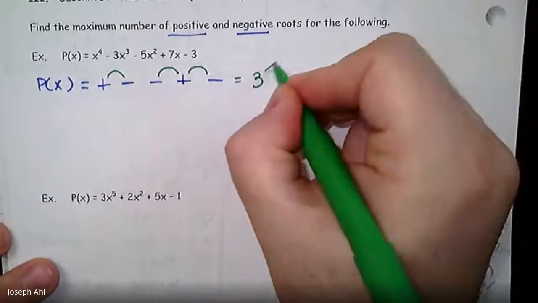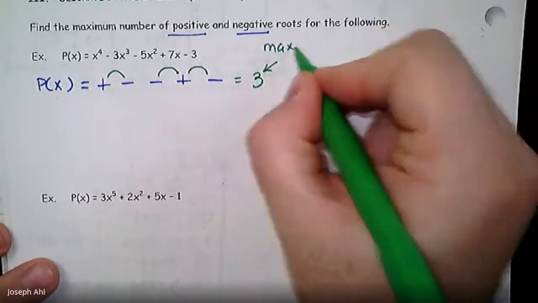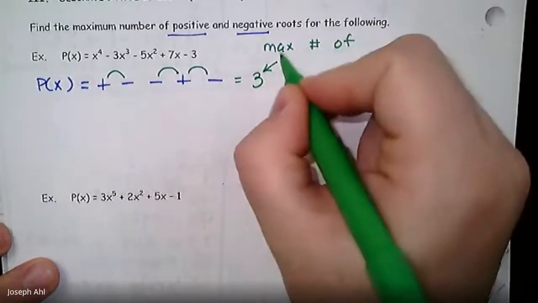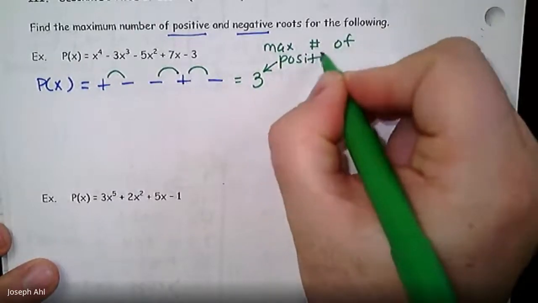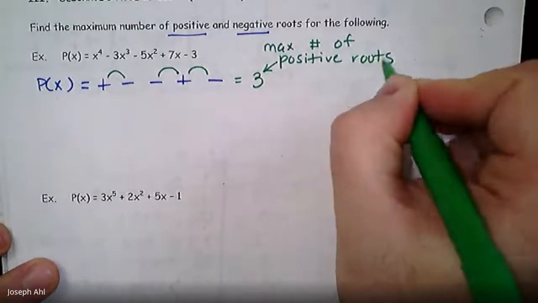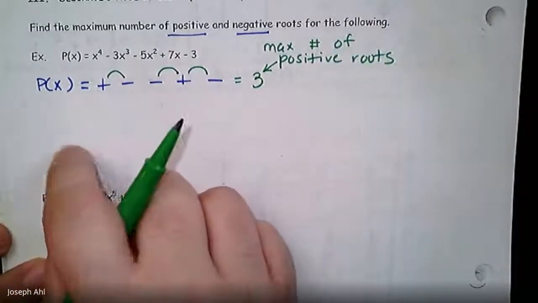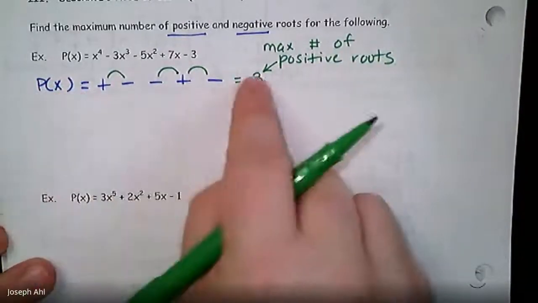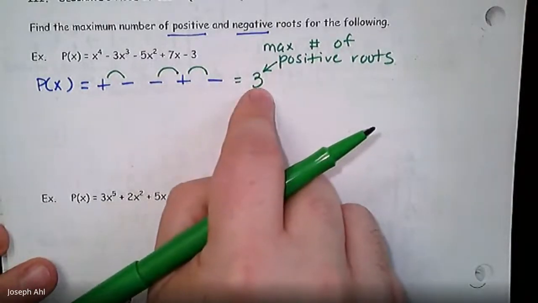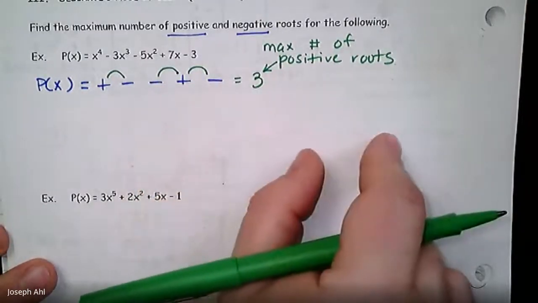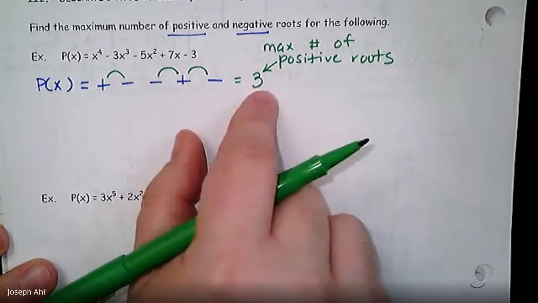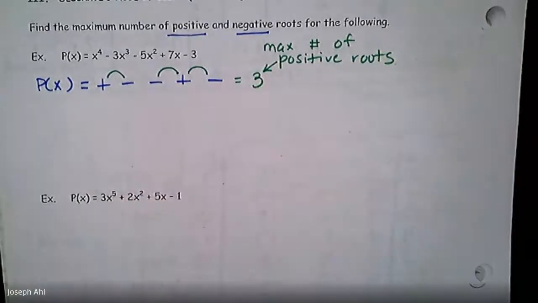And what this tells you is the max number of positive roots that p of x can have. So at the most, p of x can have up to 3 positive roots across the x-axis in 3 positive places. It may not actually do that, but that's the maximum number we would expect.